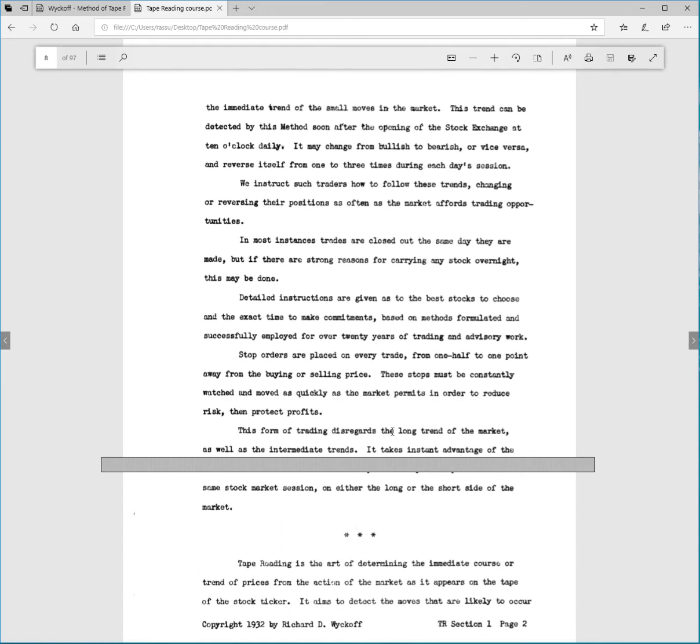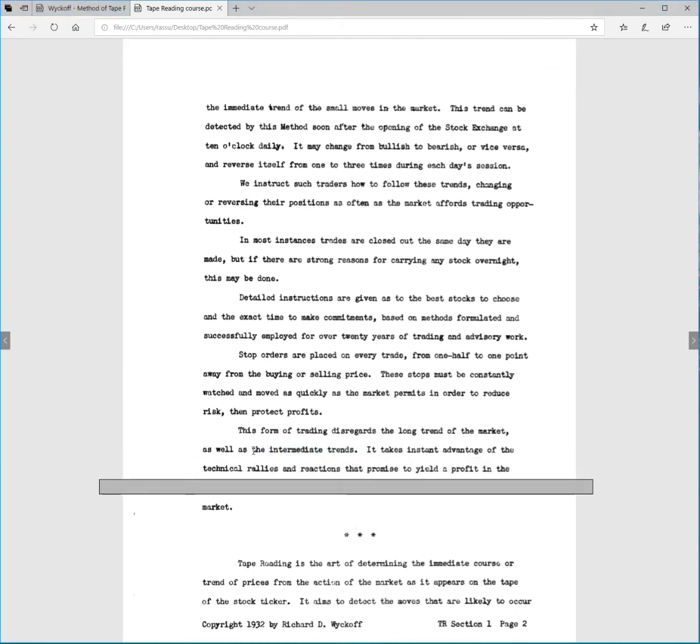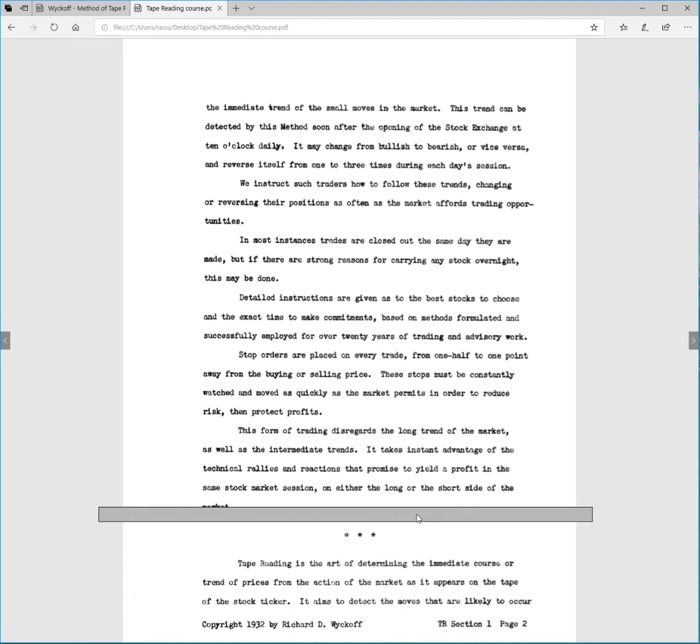So he's saying that it disregards the long-term trend. You could think of that as the weekly trend, and the intermediate trend as the daily trend. It takes instant advantage of the technical rallies and reactions that promise to yield a profit in the stock market.